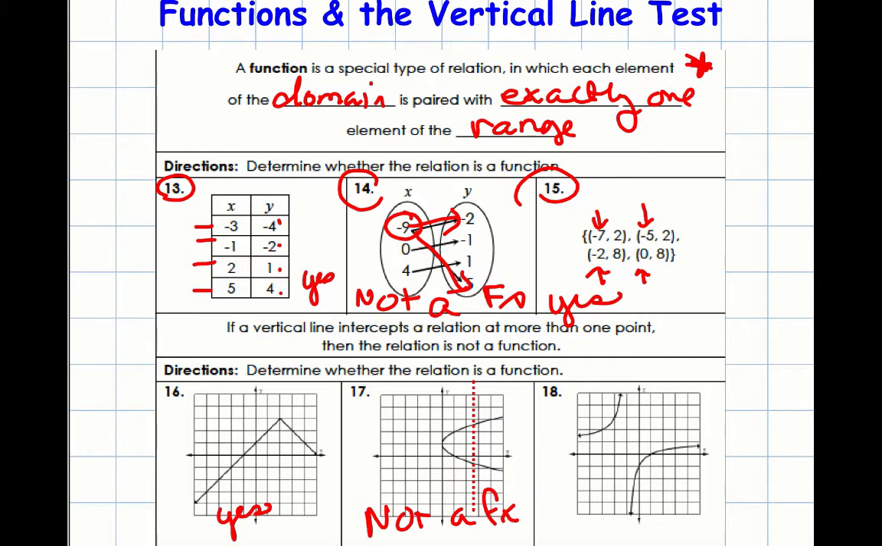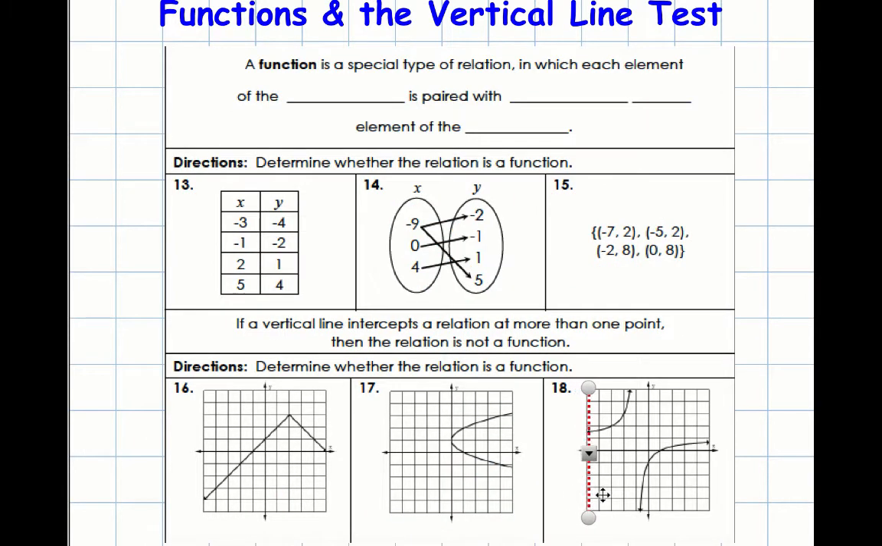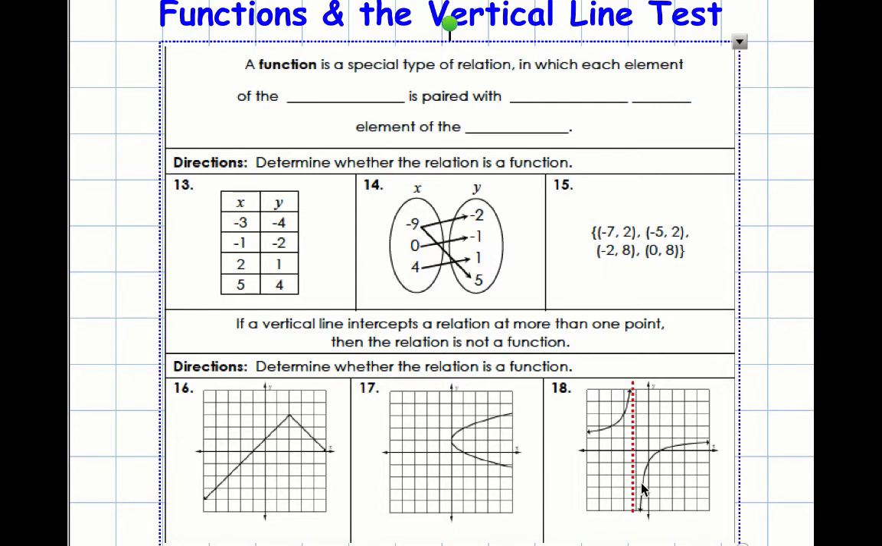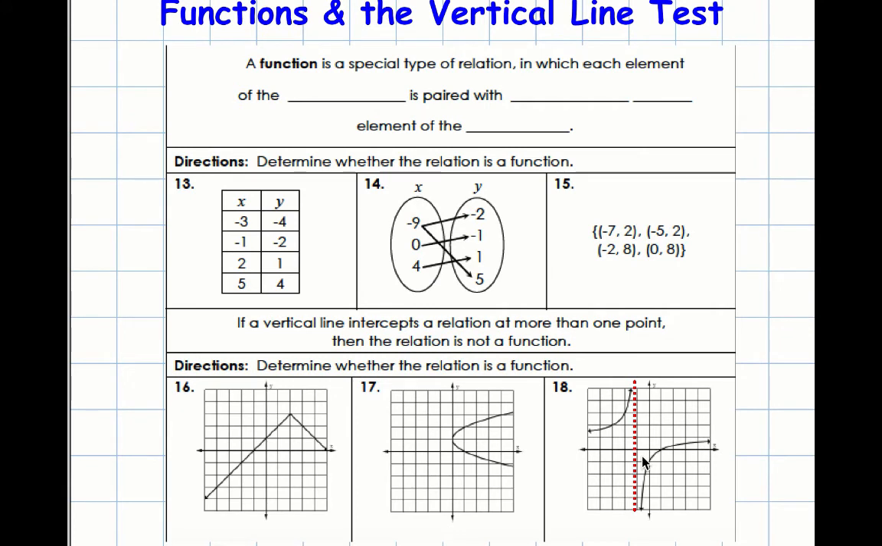Now let's go ahead and look at this last one. As I move it from left to right, so far it's only intersecting at one point. And then right here, this one on the left is touching and it's not touching on the right. When I'm exactly there in the middle, neither one is touching. And then when I move just a little bit more to the right, it's only touching one time. So this one would be a yes.